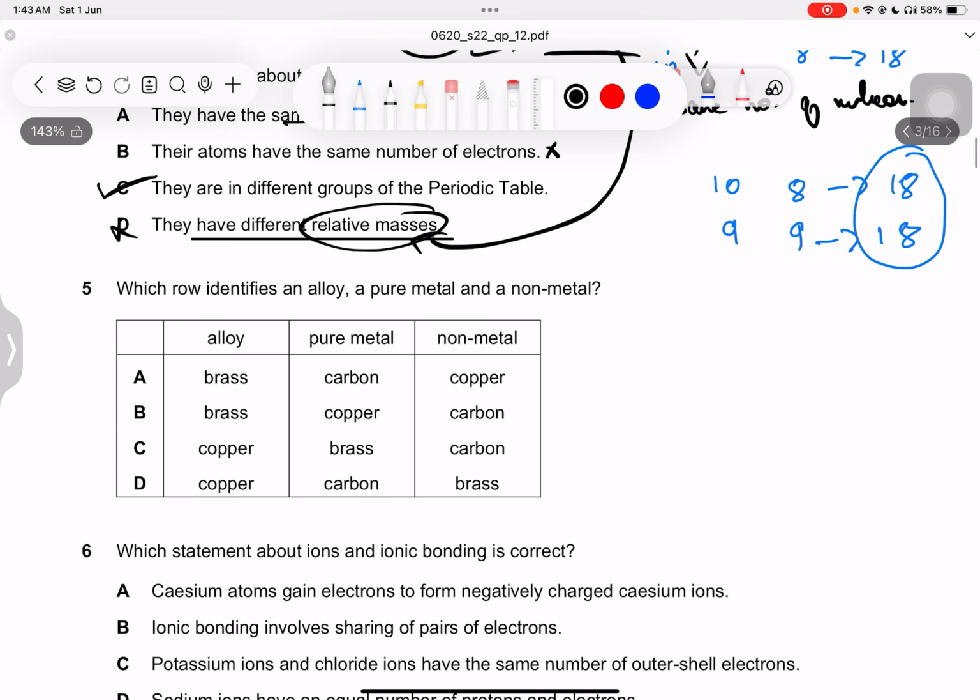Next, which row identifies an alloy, a pure metal, and a non-metal? So alloy, brass is an alloy, copper is a metal. A pure metal is copper, obviously, not carbon, not brass. So only option B is correct just looking at this. Non-metal, carbon is a non-metal, group 4.